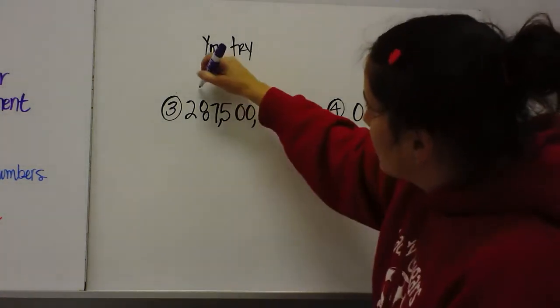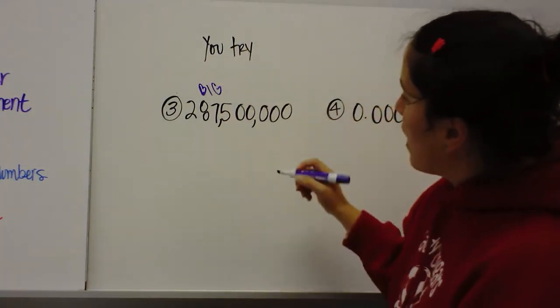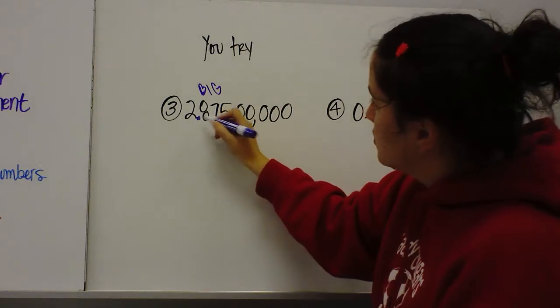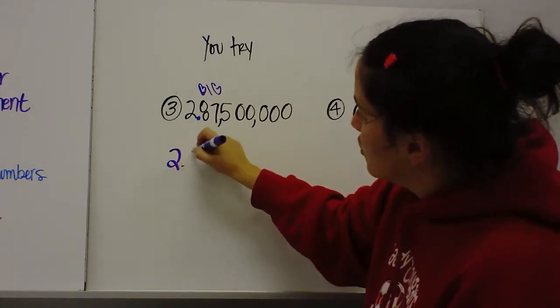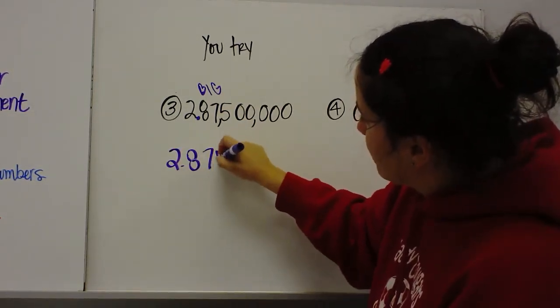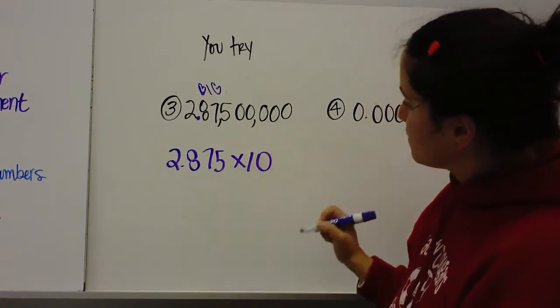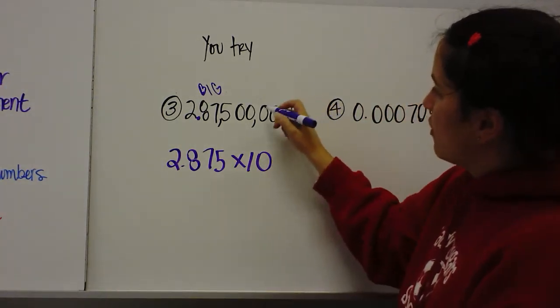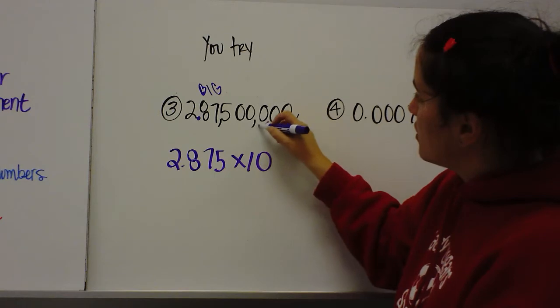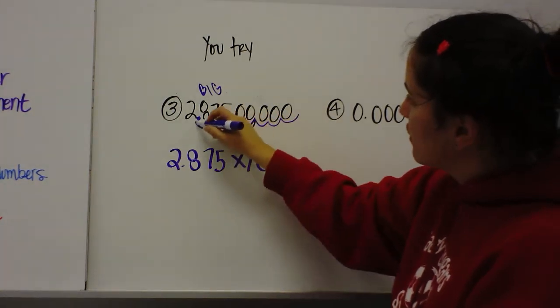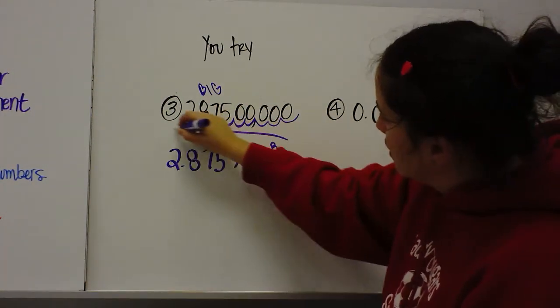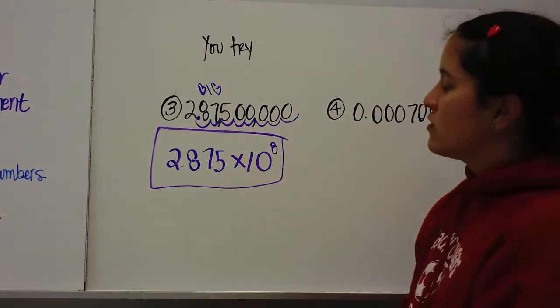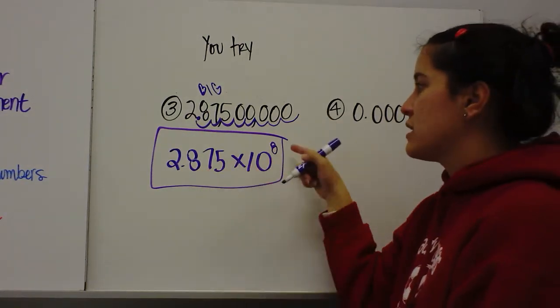All right, number 3 is a big number, so it's going to be a positive. I'm going to put my decimal right there, so I have 2.875. So I can drop all those zeros, and then I'm going to move it 1, 2, 3, 4, 5, 6, 7, 8 times. So 2.875 times 10 to the 8th power.